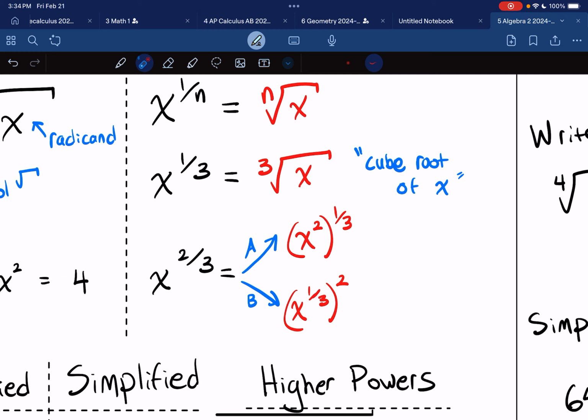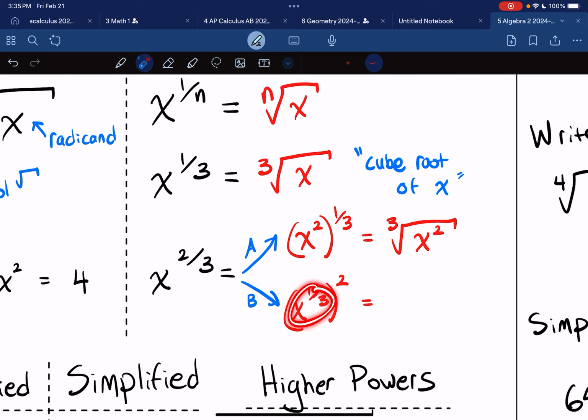And therefore, there are two different ways of writing the radical forms. I can say that this is the same thing as, well, whenever I have a 1/3, I just saw it right here, that means you do the cube root of whatever's on the inside. The inside is x squared. So you can say this is the cube root of x squared. And that is 100% mathematically correct. However, you can choose path B. And you can say, well, okay, if I have a power of 2, that means you square everything on the inside.